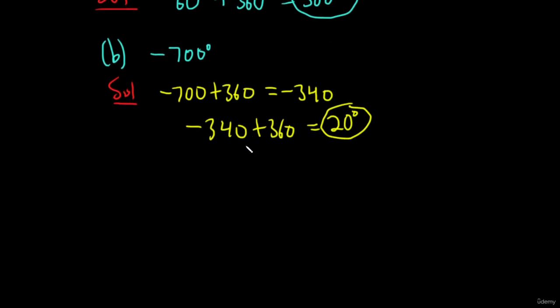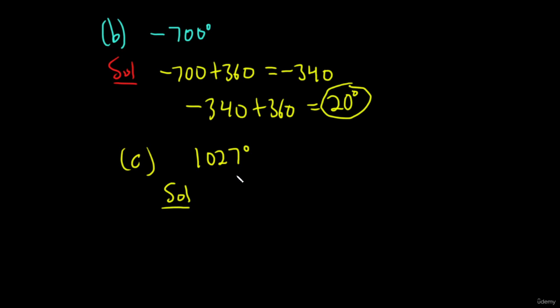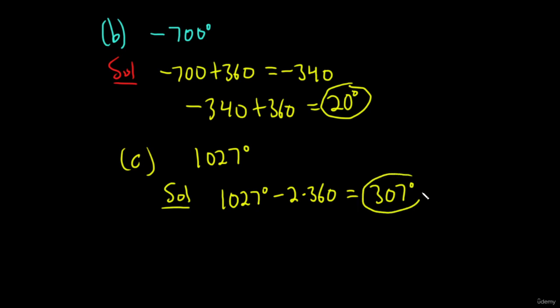What if it's positive? Let's say they give us something insane. Let's say they give us 1027. That's not fun at all. In this case, we can use some careful thought to make our lives easier. Obviously subtracting 360 one time is not going to be enough. So maybe let's start by subtracting it twice. 1027 minus 2 times 360, right? Because you can add or subtract it as many times as necessary. So 1027 minus 2 times 360 gives me 307. Oh, we lucked out. That's the answer, because if I subtract 360 again, I'm going to get a negative answer.